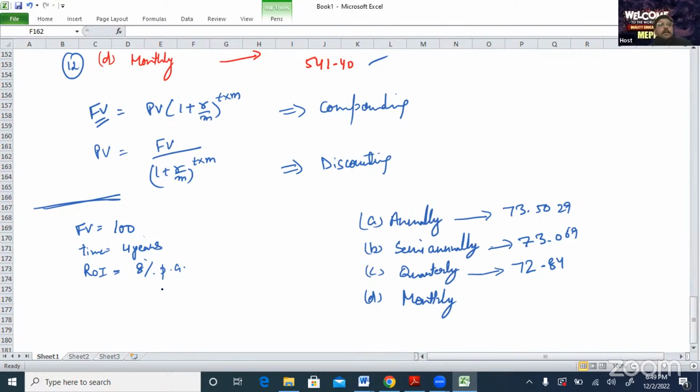One number will be positive and one number will be negative. It cannot happen that both numbers are positive or both numbers are negative. That is present value and future value I'm talking about.